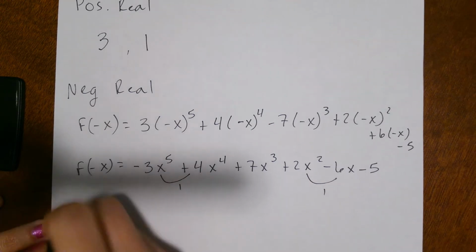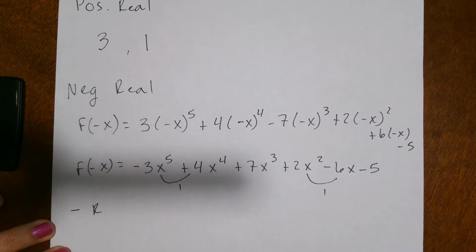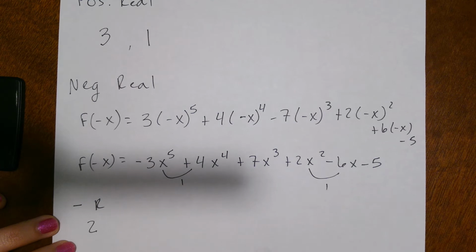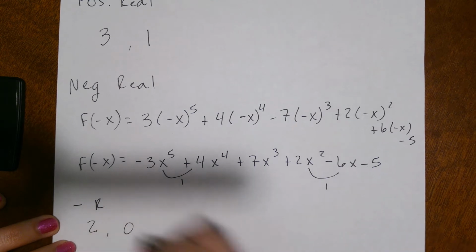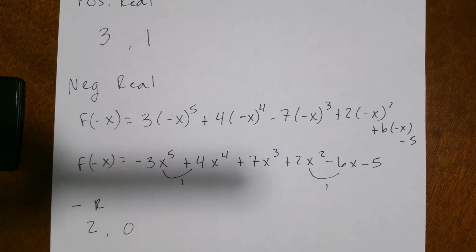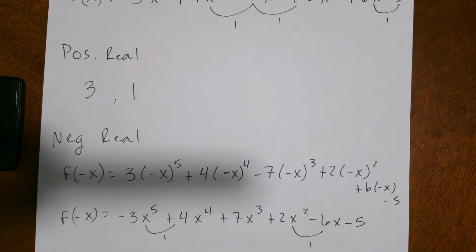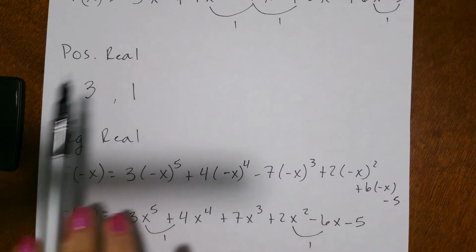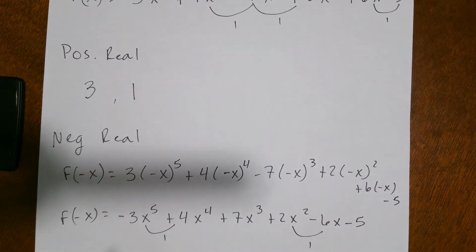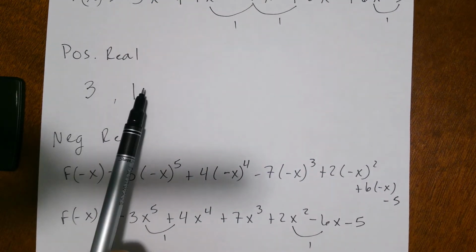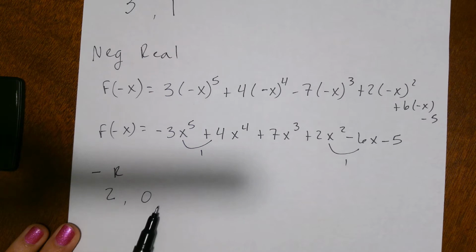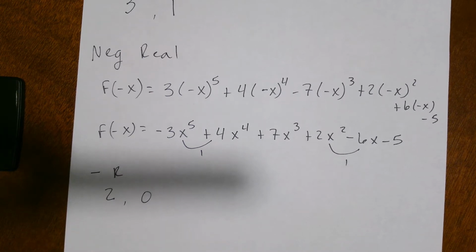So for negative reals, we have a max of 2 of them. And then, can I decrease by 2? Yeah, I get 0. It's possible that I have no negative real solutions, and I can't decrease anymore. So what Descartes' rule of signs tells us is whatever the solutions look like, I can either have 3 or 1 positive reals and 2 or 0 negative reals.